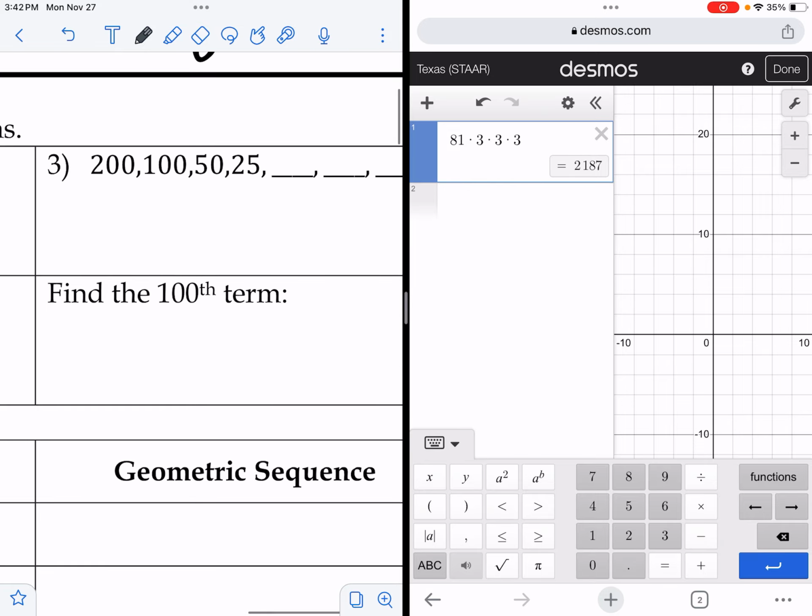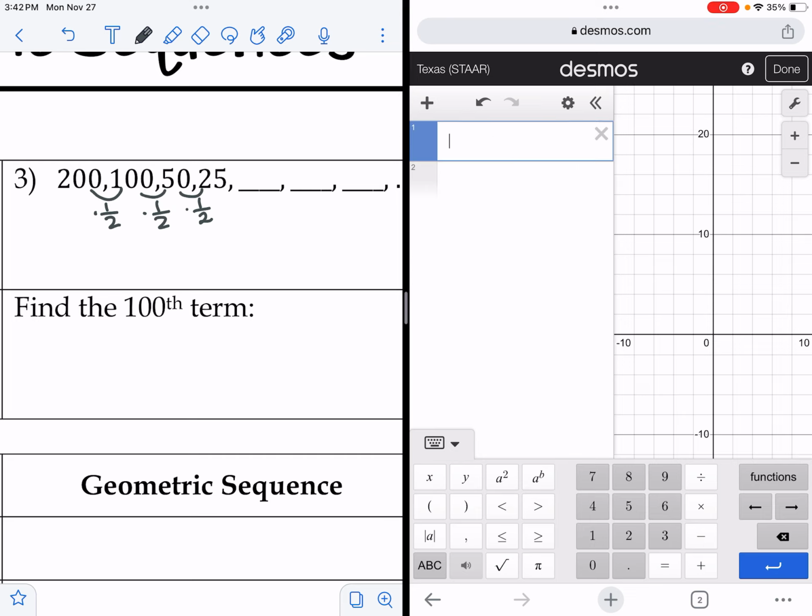Okay, this next one, 200, 150, 25. It looks like we're dividing by 2, but we want to focus on multiplication rather than division. And so we could write this as times 1/2. The reason why is we have a way to represent repeated multiplication. We don't have a great way to represent repeated division.